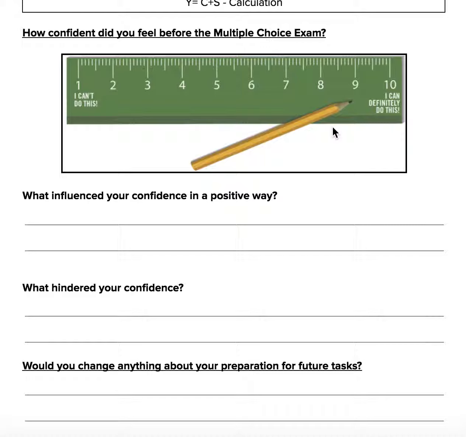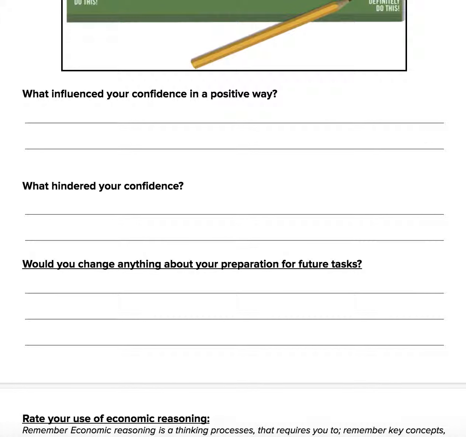I want you to circle on this ruler how confident you felt before this multiple choice exam. 1 means you had very little confidence, or 10 means you had a high level of confidence and felt highly prepared. Once you've done that, can you answer the next 3 questions? What influenced your confidence in a positive way? Possibly what hindered or limited your confidence? And what could you change about your preparation for future tasks? Would you do something differently or would you do something the same because you think it worked? So have a go at those 3 questions now.